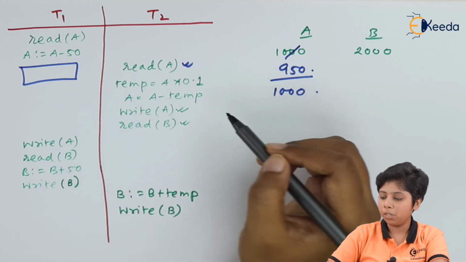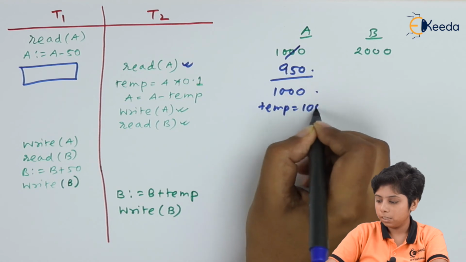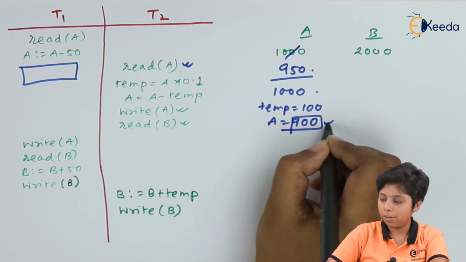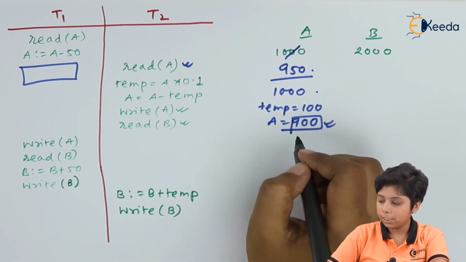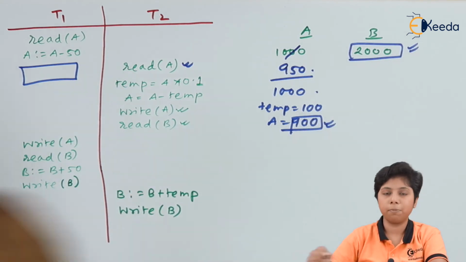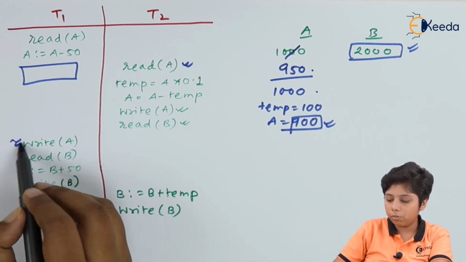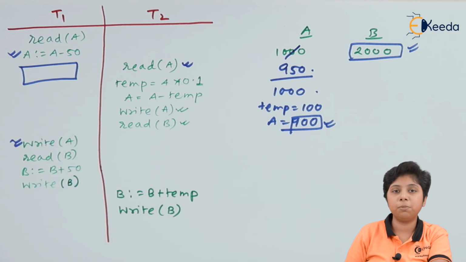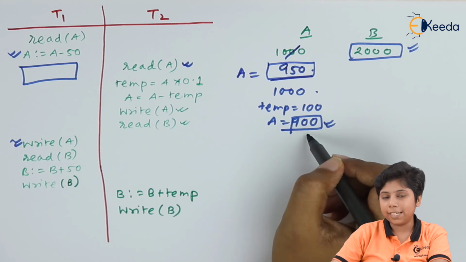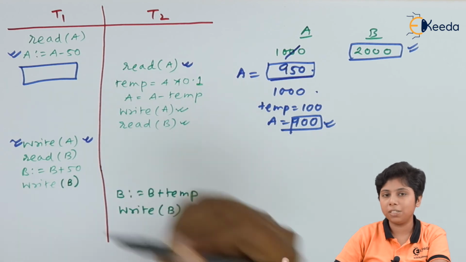So now the temporary variable is 10% of A, which is equal to 100. Now my A equals 900, and that is my final value for A. Now it is reading the value of B, that is equal to 2000. Now A is writing the value. So what value will it write? It will write the value that it has updated previously. So my A will have 950 now, as A had been 900 before this write, and now this write is considered to be the dirty write.